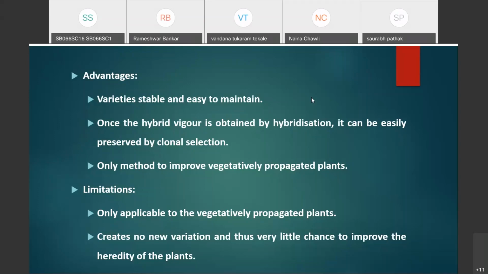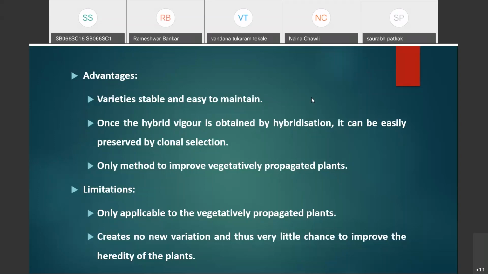Okay, and the last advantage of this method is that it is the only method to improve vegetatively propagated plants. Okay, it is one and only method to improve vegetatively propagated plants.